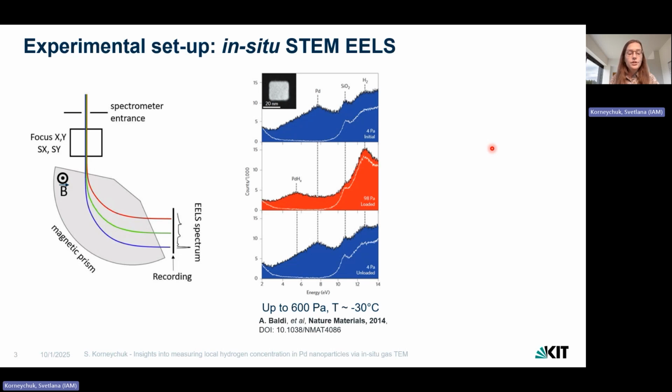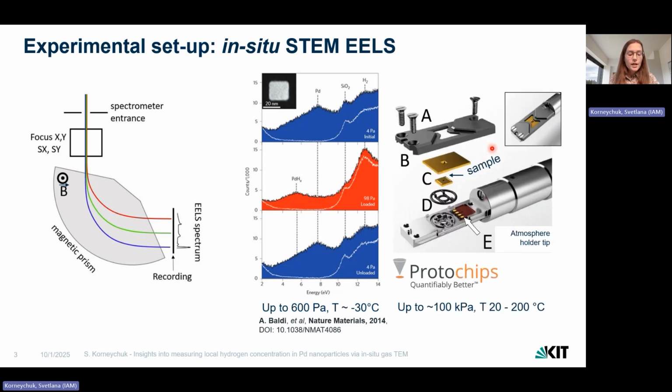It has already been shown in an article by Baldi and in a range of articles by Jennifer Dionne's group that the palladium bulk plasmon changes upon hydrogenation from about 7.8 eV to about 5.5 eV. They did this experiment in an environmental TEM, and they were limited in the hydrogen pressure they could achieve, so they had to cool down the sample to actually observe the hydrogenation.